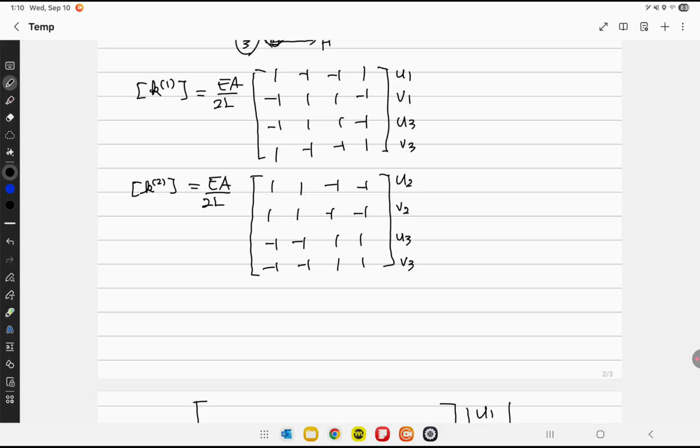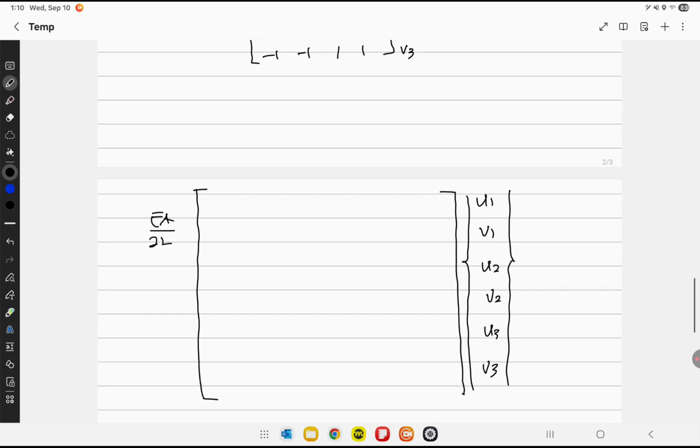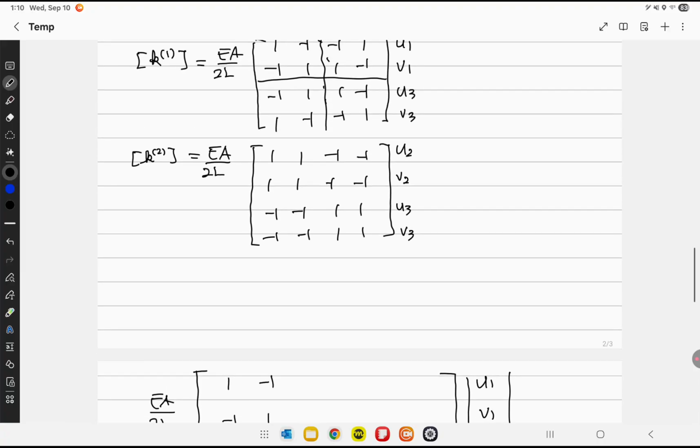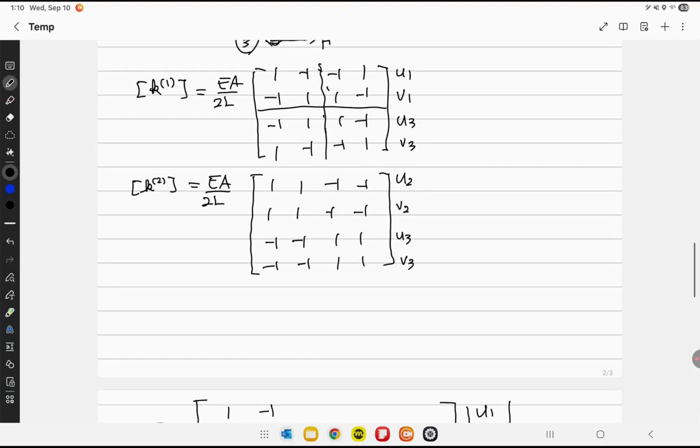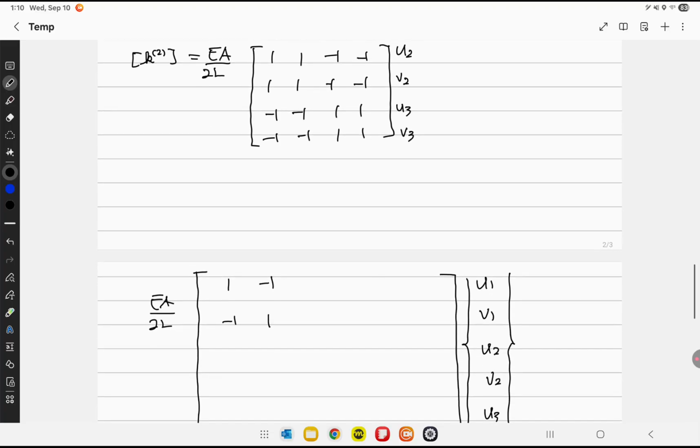So you need to split this into 2 by 2 portions, like this one and that one, because U1, V1 always stay together, and U3, V3 always stay together. So this 2 by 2 goes here: 1, negative 1, negative 1, 1. That's the first 2 by 2. The second 2 by 2, negative 1, 1, 1, negative 1 goes here. Negative 1, 1, 1, negative 1.